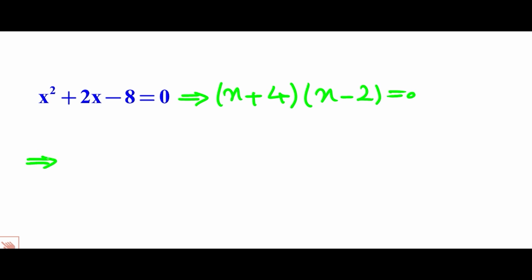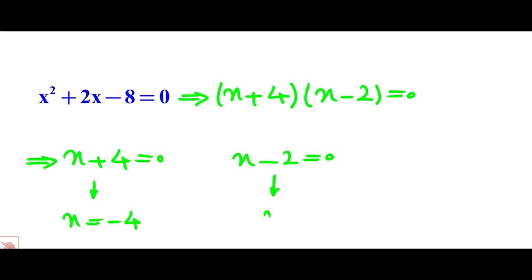Or if x squared plus 2x minus 8 equals 0, it can be written as x plus 4 times x minus 2 equals 0. So we have x plus 4 equals 0 or x minus 2 equals 0. So x is negative 4 or x is 2.